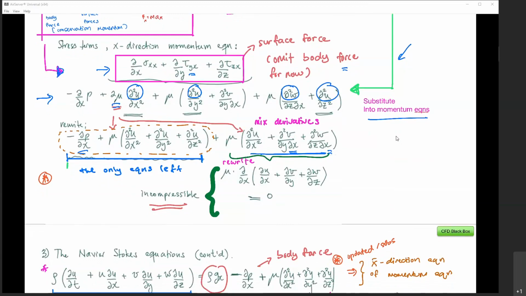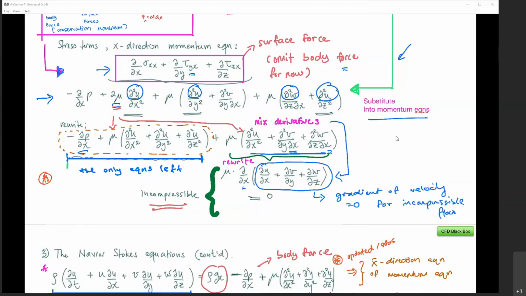When we rewrite the mixed derivative again, you notice that we can bring this mu multiplied by d over dx out, and we are left with this term. But remember, for incompressible flow, the gradient of the velocity is 0.